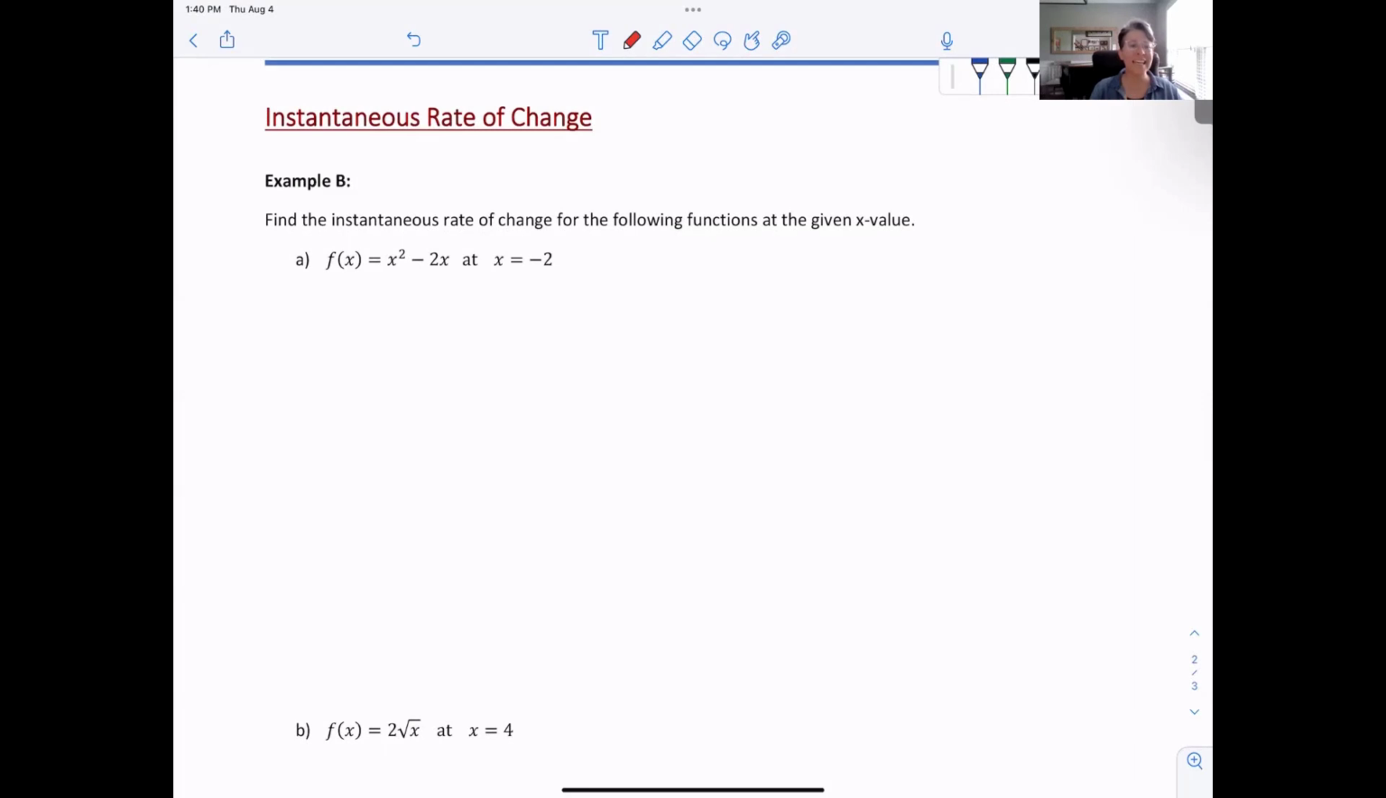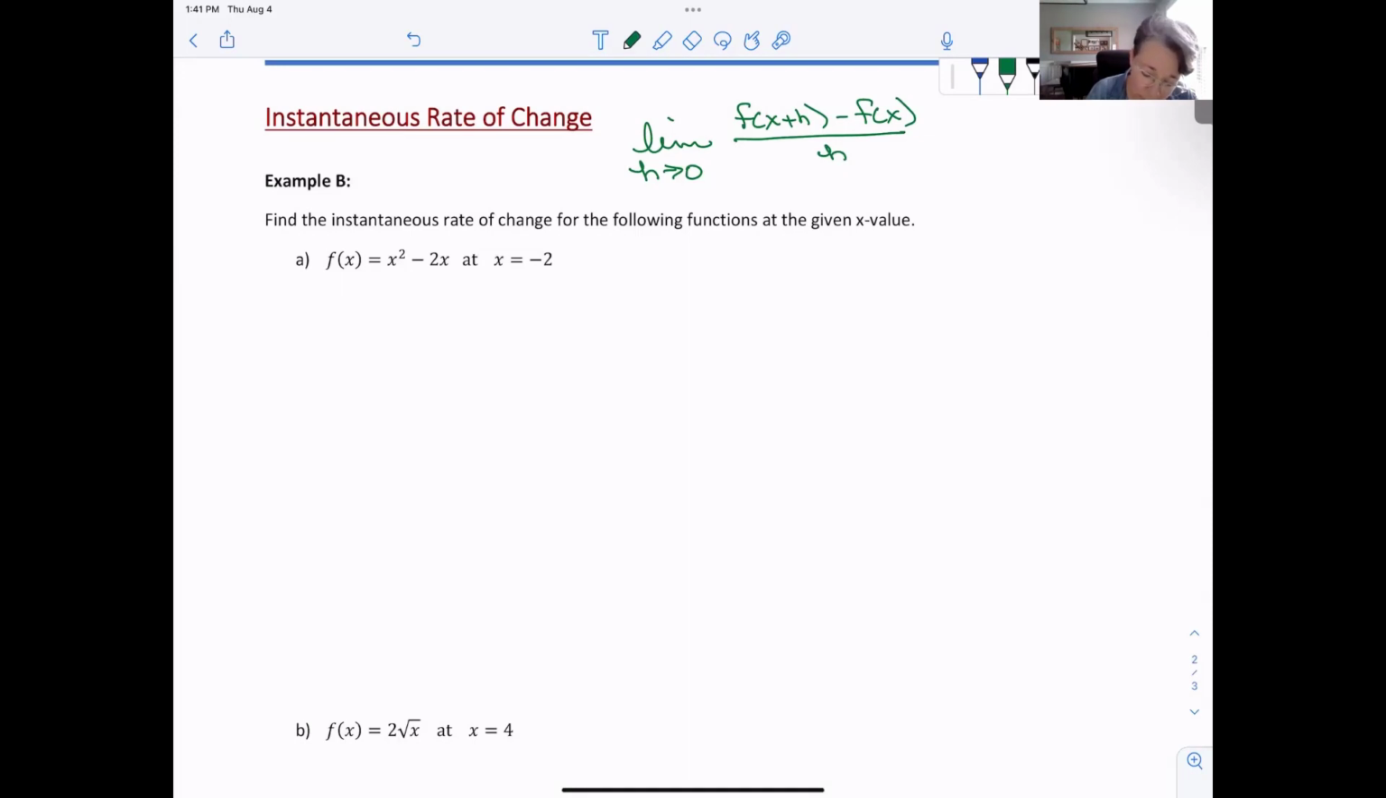All right, so let's focus on the instantaneous rate of change. We want to find the instantaneous rate of change for the following functions at the given x values. So that means, remember, when we're looking for the instantaneous rate of change, we have to find the limit as h approaches 0 of our difference quotient. So that's f of x plus h minus f of x all over h.